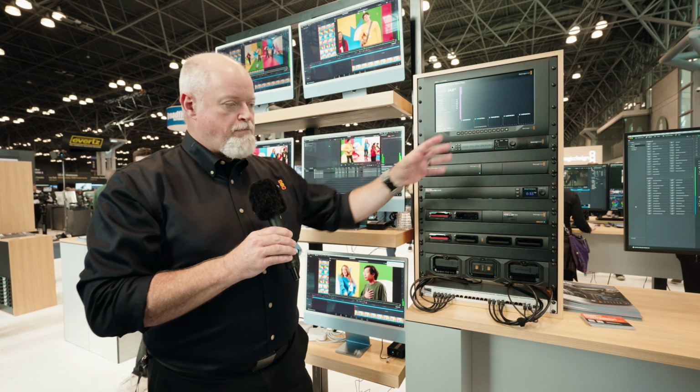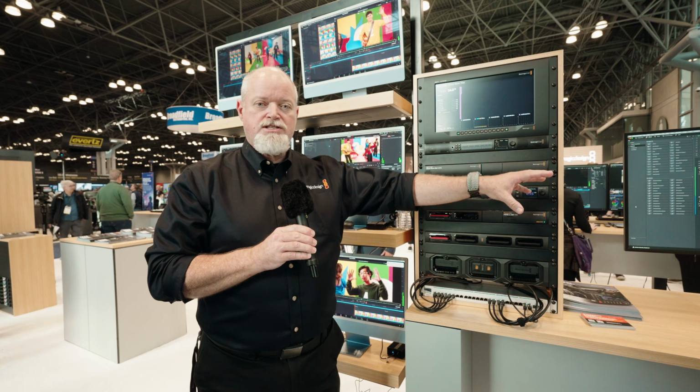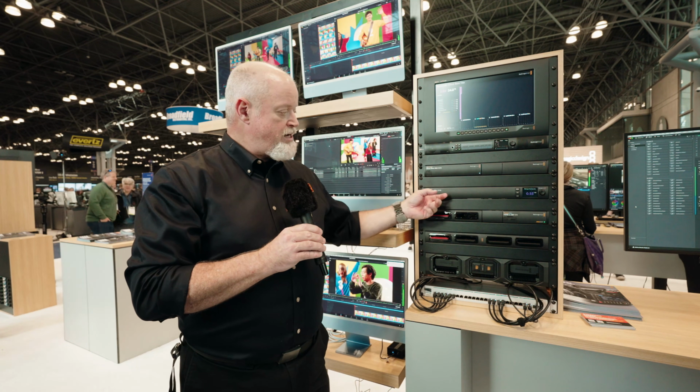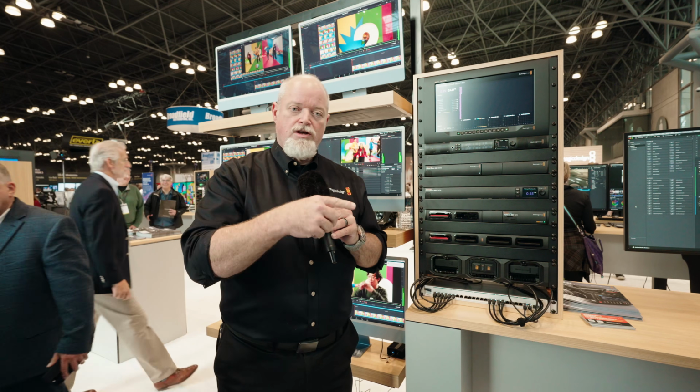Now, we're going to step over here in just a minute. I'm going to show you a Resolve system that's been set up that links into these different devices and how you would be able to access that media in those devices. So why don't we just step over here for a minute?